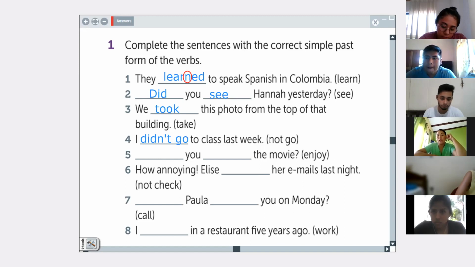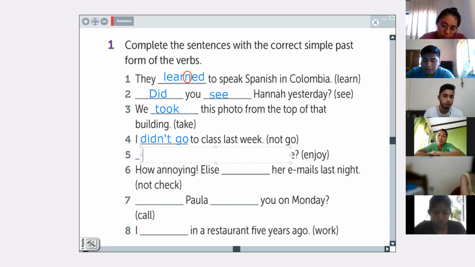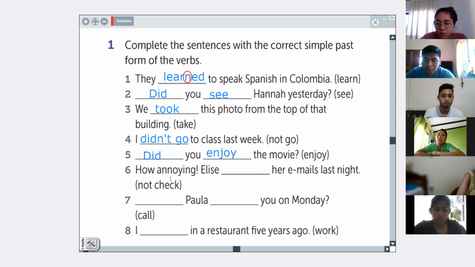The next one, please, is for Damian. Number 5. Did you enjoy the movie? Again, please. Did you enjoy the movie? Okay. Aquí la fuerza de voz de este verbo está al final, no al principio, ¿ok? No sería enjoy, sino enjoy. ¿Ok? Una vez más. Did you enjoy the movie? Very good. Thank you.